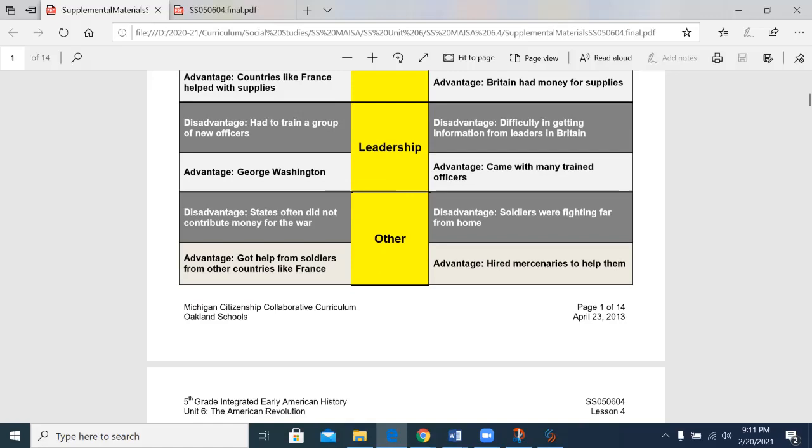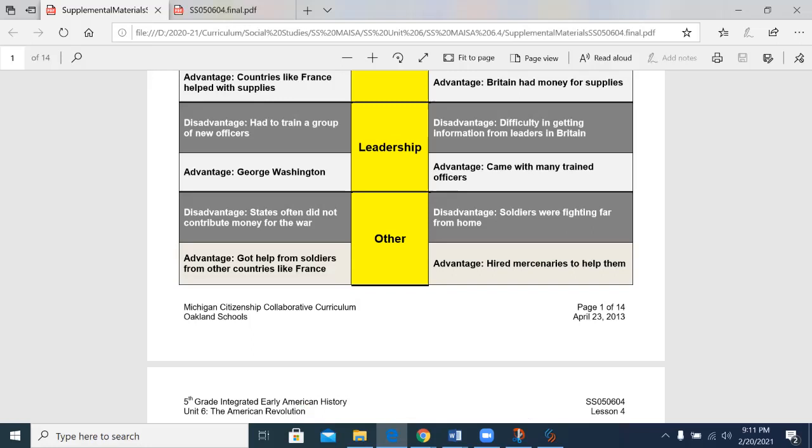Some other disadvantages for the Continentals: states often did not contribute money for the war. And in fact, they're not even states at this point. We're still kind of a disjointed operation. And we had this crazy idea: let's fight a war with no money. You can't really go to the bank and say, you know what, I'm going to need a loan for a war. Doesn't work real well. And it's not like we can just start taxing people.